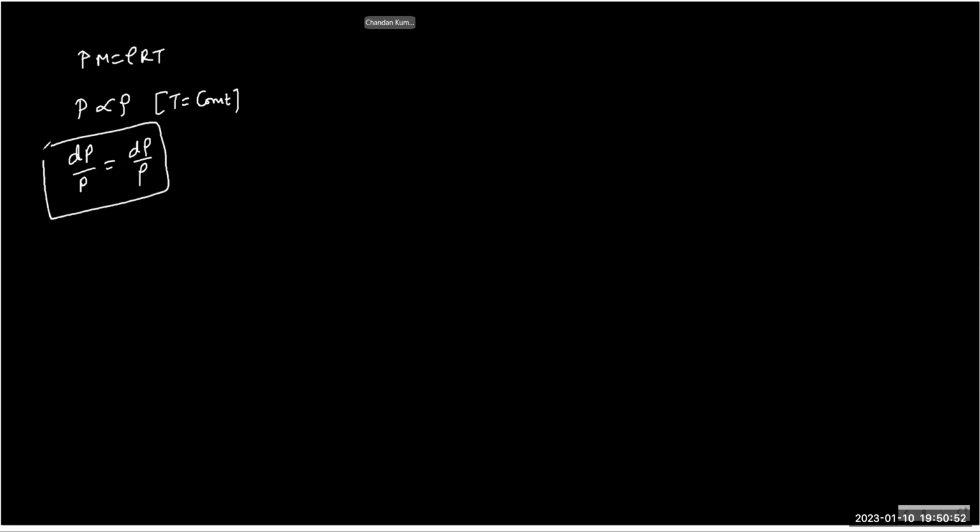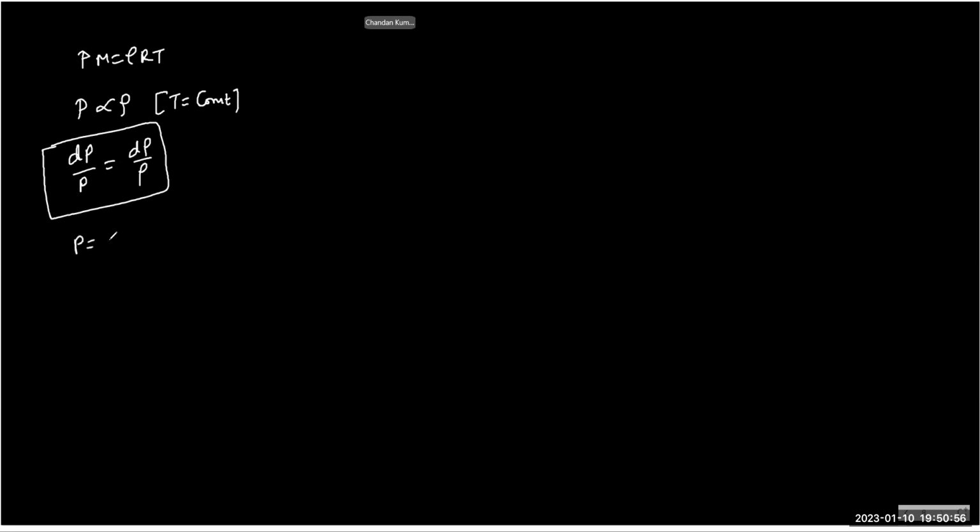Again, you have to always recall this relation: P equals rho RT over M. If I assume the temperature to be constant, then P is proportional to rho. Tell me, guys, can we write like this? And therefore, dP by P will be equal to d rho by rho. If something is proportional, then the fractional change, the ratio, must be the same.